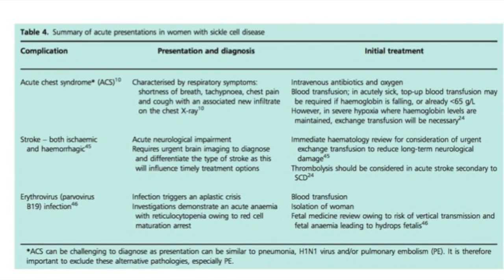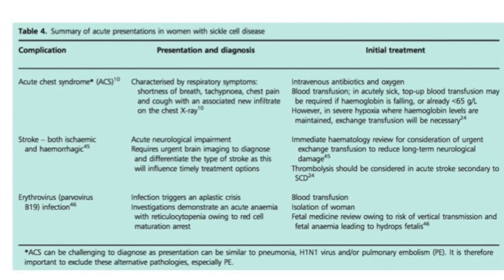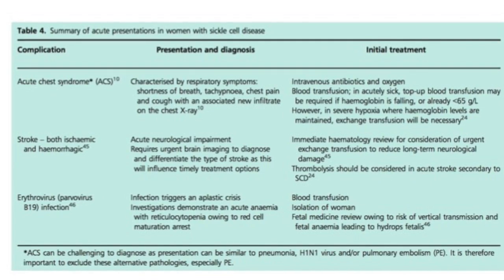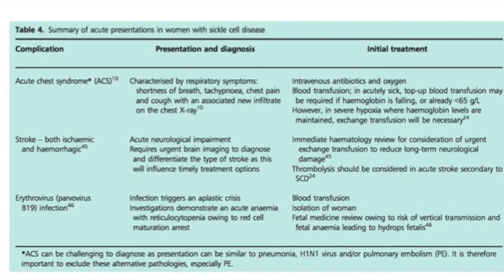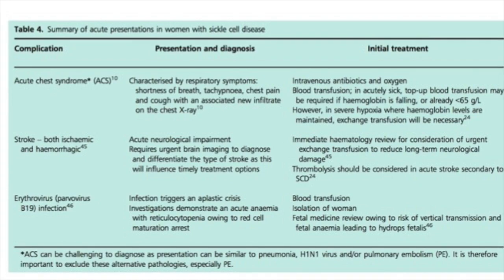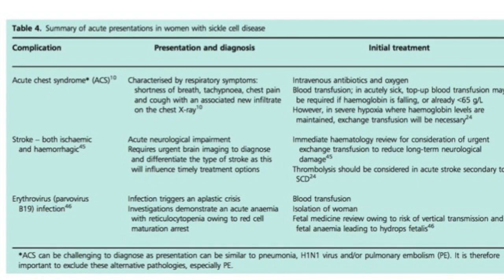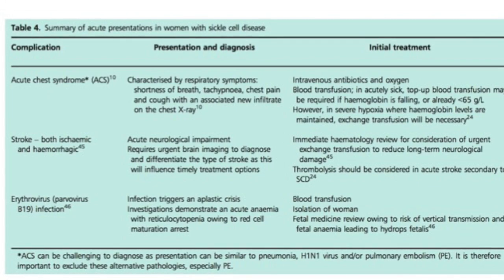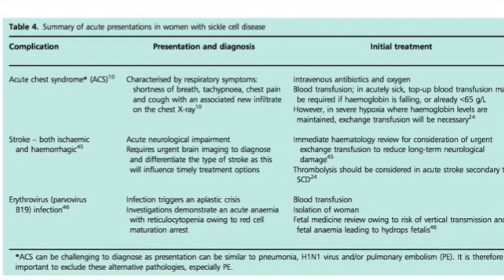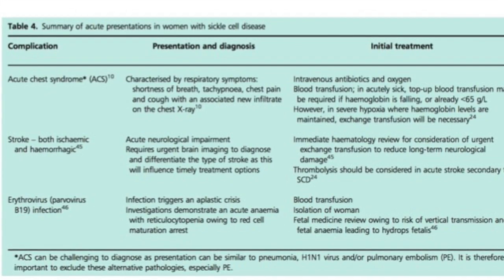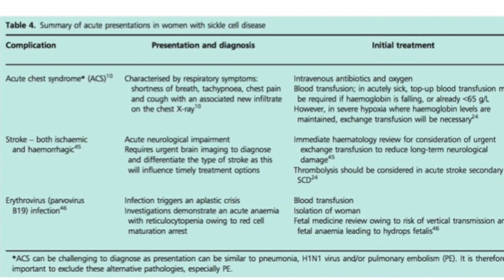The next common presentation is stroke, both ischemic and hemorrhagic. Acute neurological impairment requires urgent brain imaging to diagnose and differentiate the type of stroke, as this will influence timely treatment options. Management is immediate hematology review for consideration of urgent exchange transfusions to reduce long-term neurological damage. Thrombolysis should be considered in acute stroke secondary to sickle cell disease.